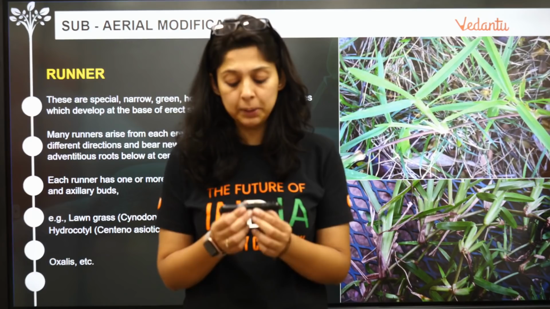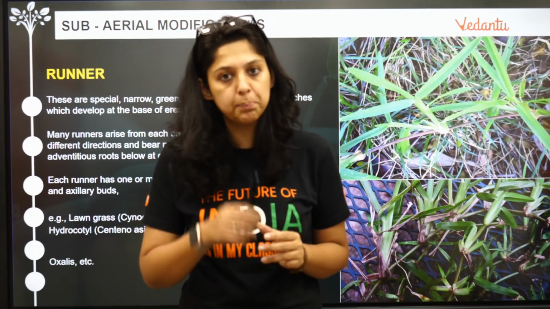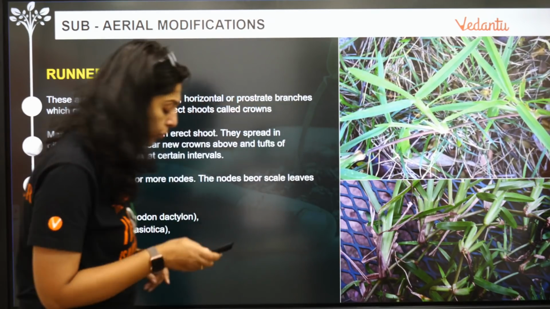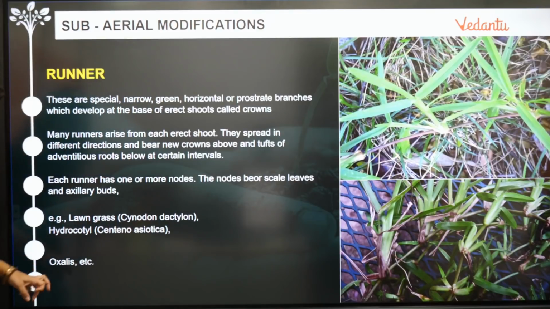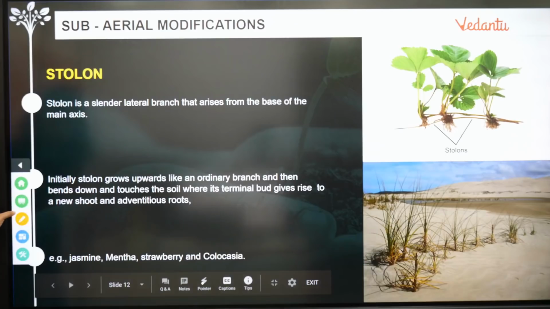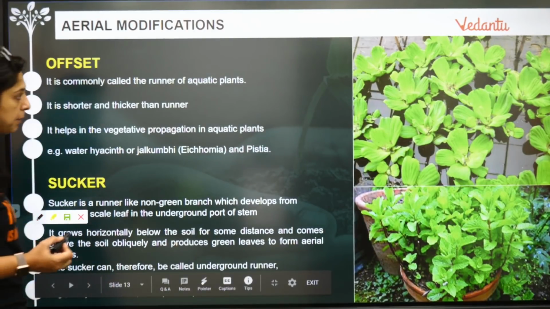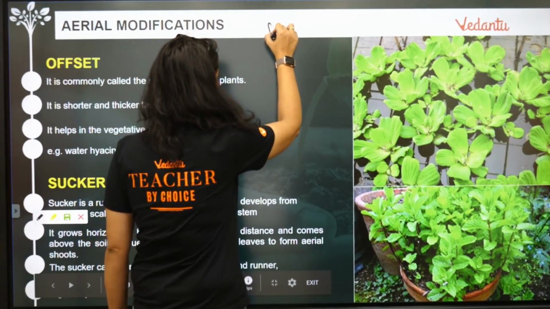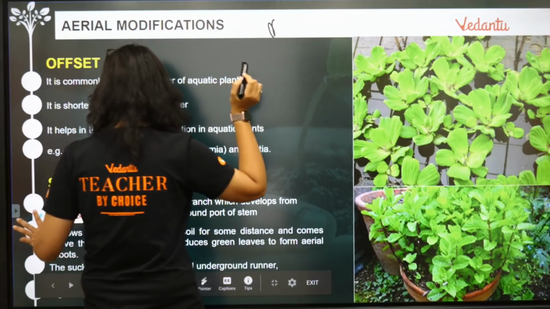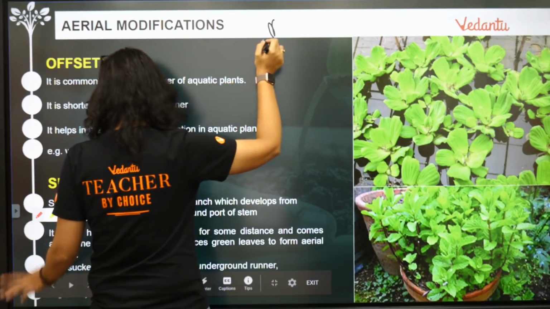So what is a runner? It is one internode long. When the pen starts to work tomorrow, I will draw a beautiful diagram and also show you oxalis. Let's see if the pen is working. No, the pen is really not working. Okay, now it started working. Let me show a runner to you. So suppose this is a grass which I have put. Please pay attention. I really want to explain it well to you.